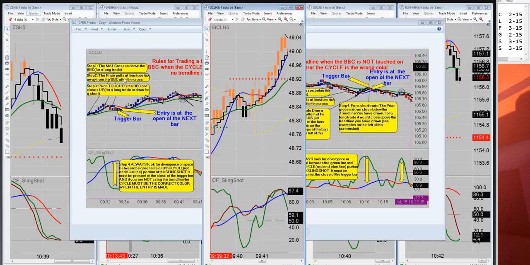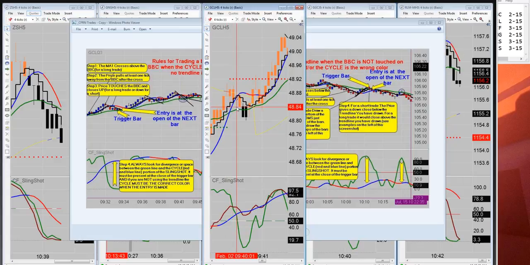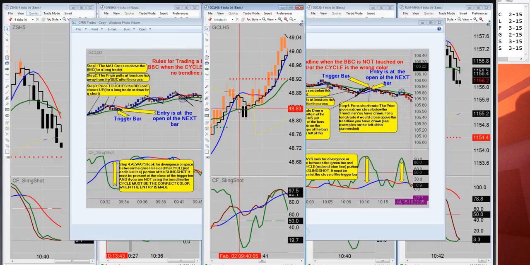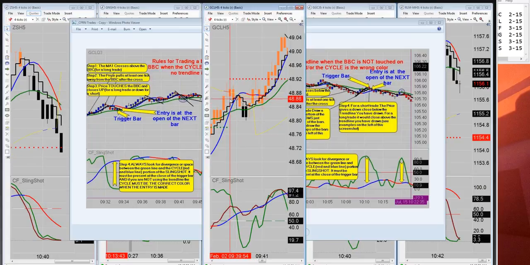Step 2 is price pulls at least 1 tick away from the BBC after the cross. You can see right in here after the cross, price had pulled away, and it also pulled away on this bar right here. Okay, but price pulled away after the cross right here. All right. Step 3 is price comes back down and touches the BBC.